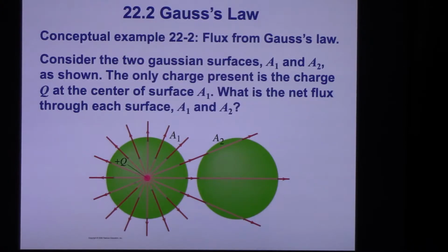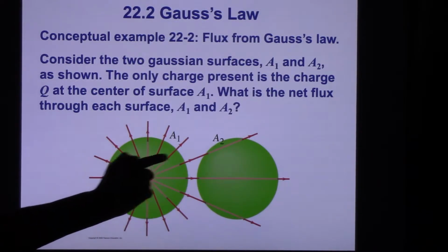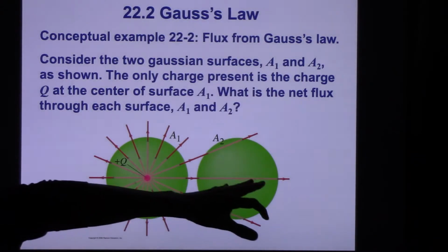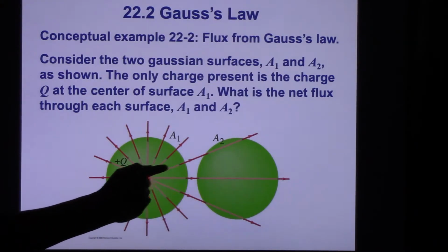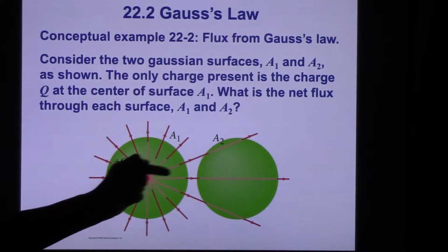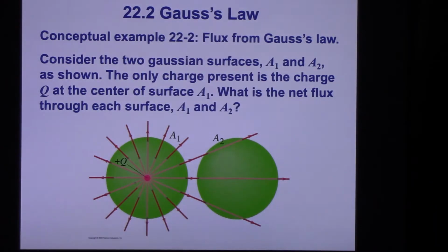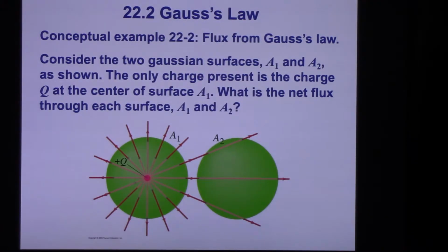Now here's another volume right next to it, and here are the electric field lines passing through this other volume. Notice this volume doesn't enclose any of the charge, and that means that the E field lines that pass into it also pass back out again. And that means the net flux on the right side is going to be 0.